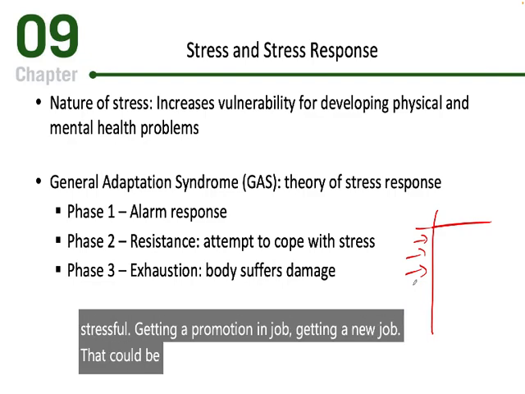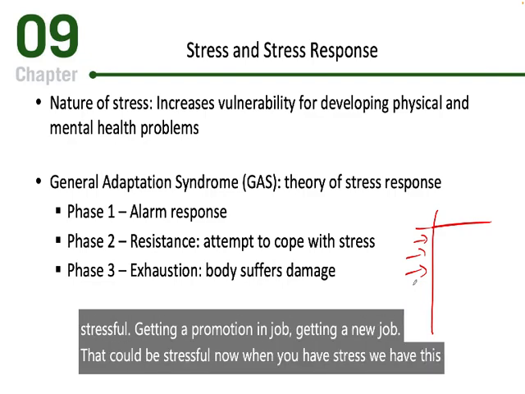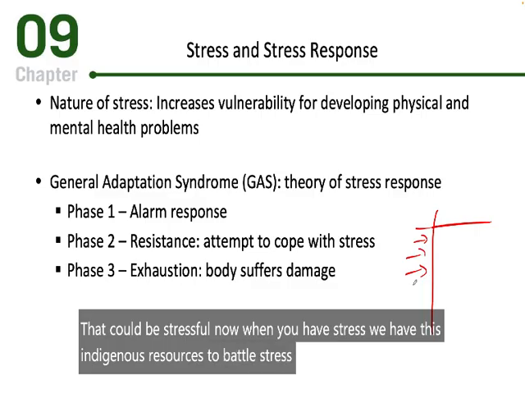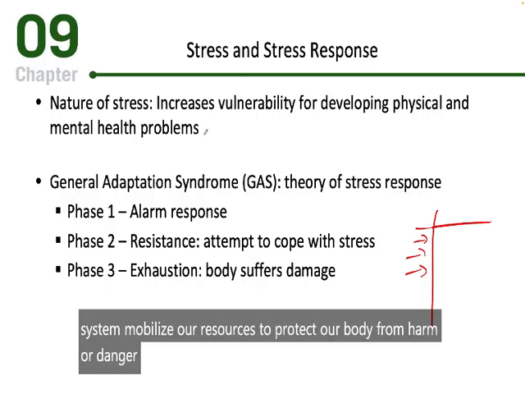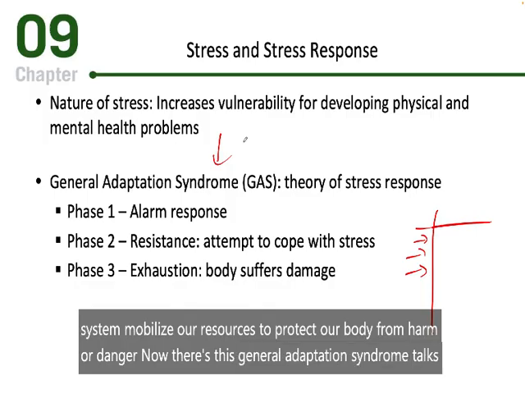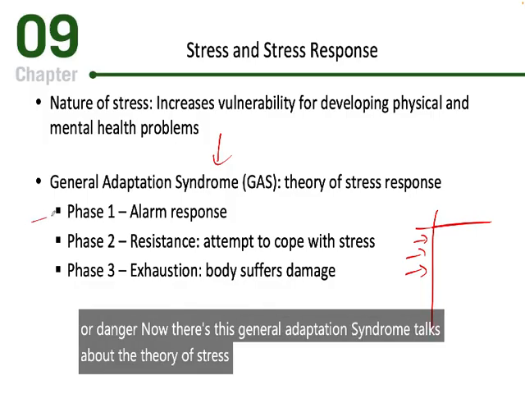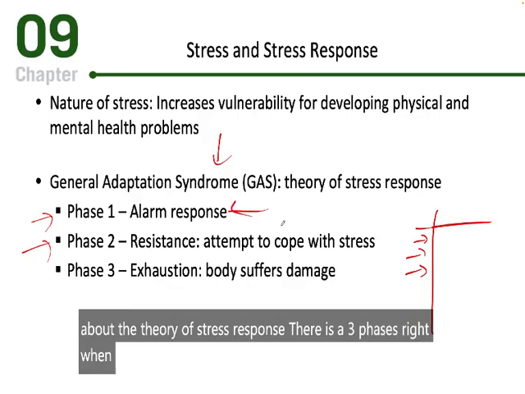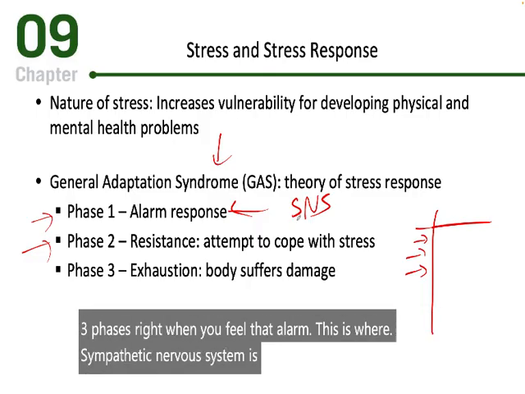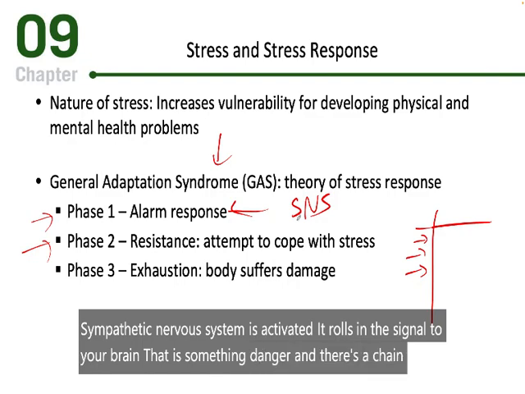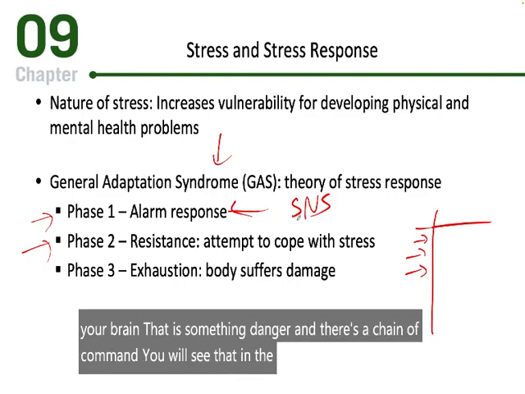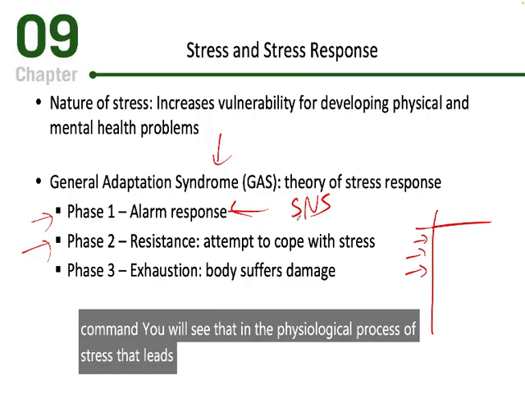Now, when you have stress, we have these endogenous resources to battle stress. The sympathetic nervous system mobilizes our resources to protect our body from harm or danger. Now, the general adaptation syndrome is a theory of the stress response. There are three phases, right? When you feel that alarm, this is where the sympathetic nervous system is activated. It will send a signal to your brain that there is something dangerous, and there's a chain of command. We'll see that in the physiological process of stress that leads to producing the hormone cortisol.